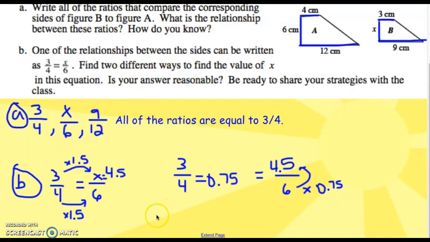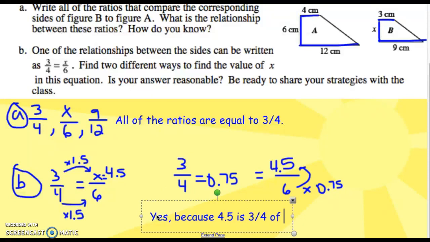Is my answer reasonable? I would say yes, because 4.5 is 3/4 of 6. So all of my fractions are equivalent. 3/4 is the same as 4.5 over 6, and that's also the same as 9 over 12.